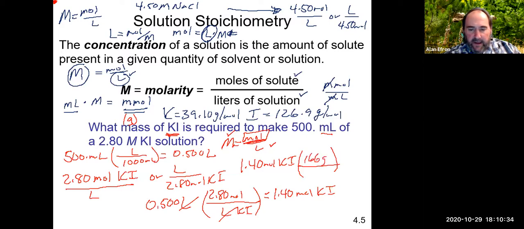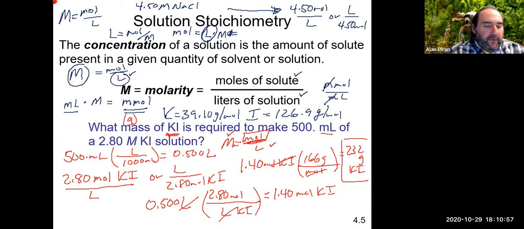So 1.4 moles of KI times 166 grams per mole, with moles on the bottom so that they cancel, and we end up with about 232 grams of KI in this particular case. Any questions on that calculation there?